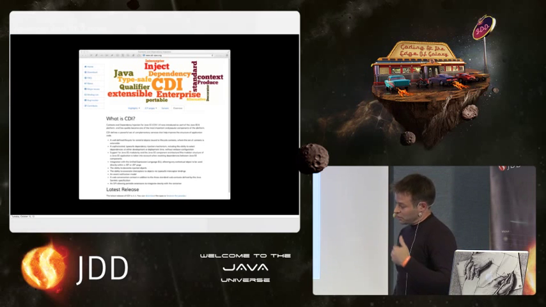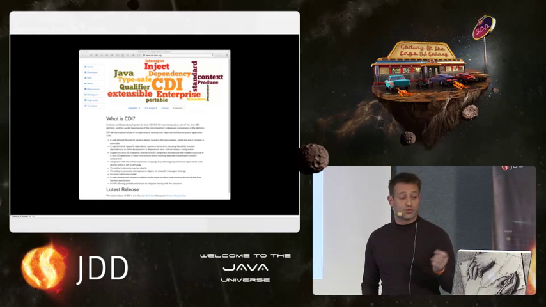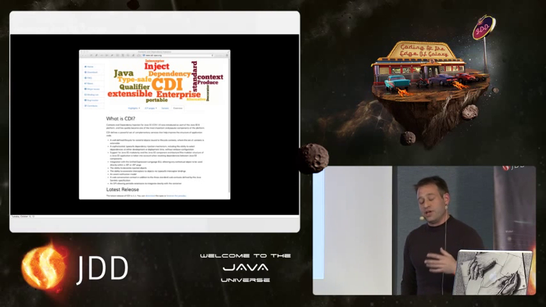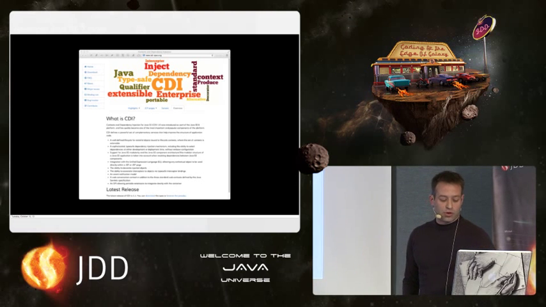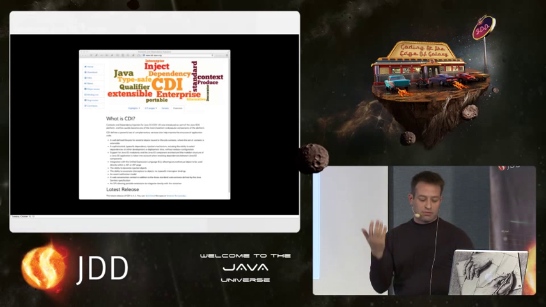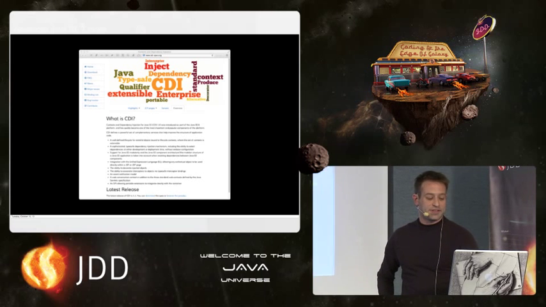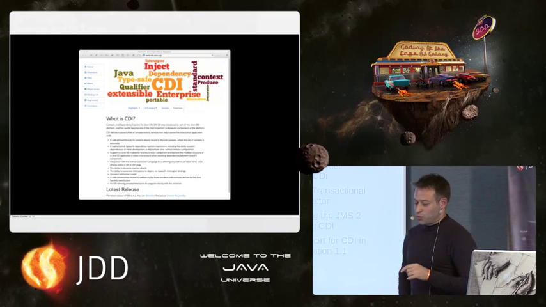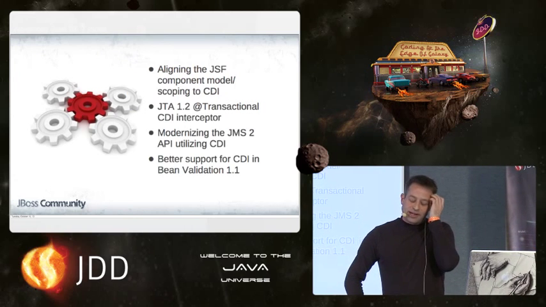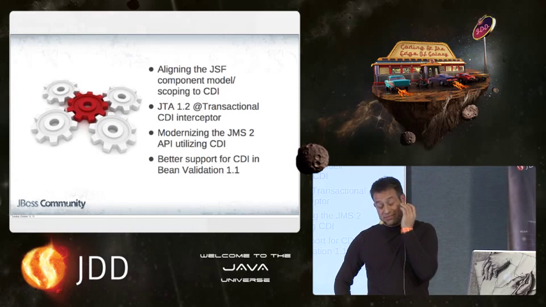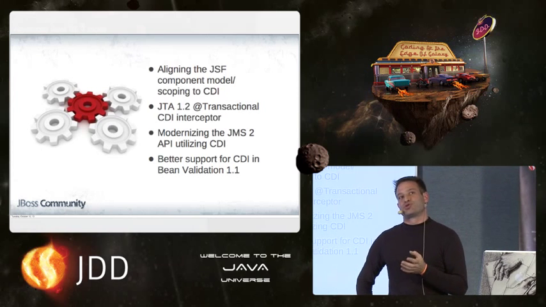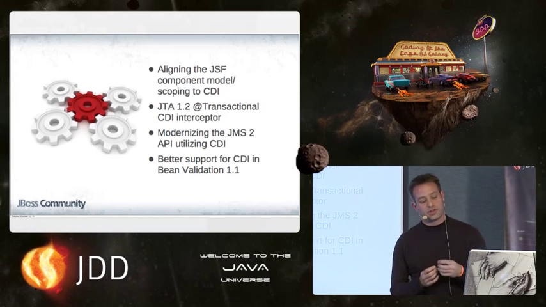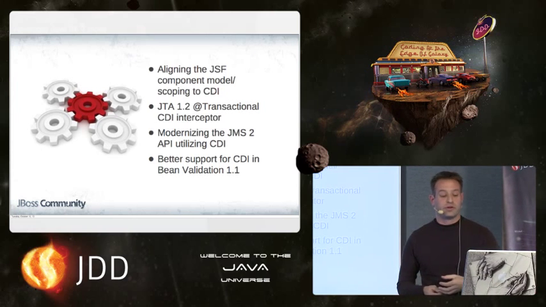CDI, again, a specification led by Red Hat, open source, same procedure, it has a website. So all the information you want to get from CDI is on the website: reference implementation, TCK, everything. So what's new in CDI 1.1? That's actually quite interesting. From a new feature point of view there is actually not so much, but what has changed a lot is how much CDI integrates as a component.